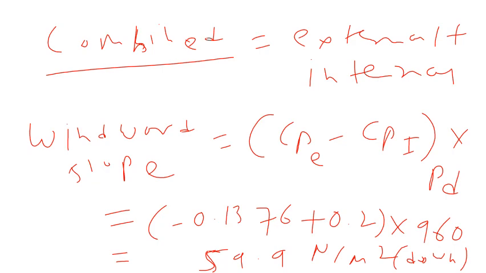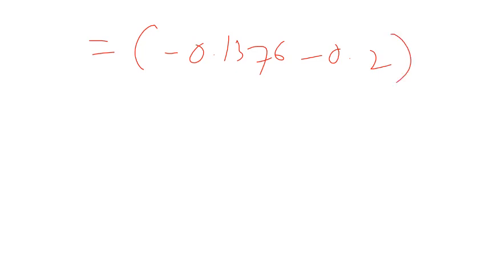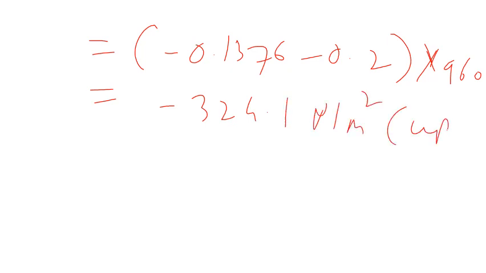So on the same windward slope or windward roof, if we consider the CPI as minus 0.2, because the internal pressure coefficient is plus or minus 0.2, so if we consider it now as minus 0.2, this will come to minus 324.1 Newton per meter square. So this is up or lifting, so the direction of the force will be upward. So these are the two values for the windward slope.